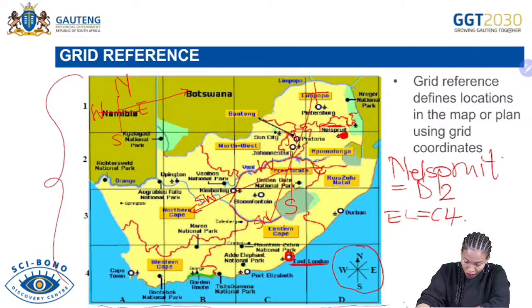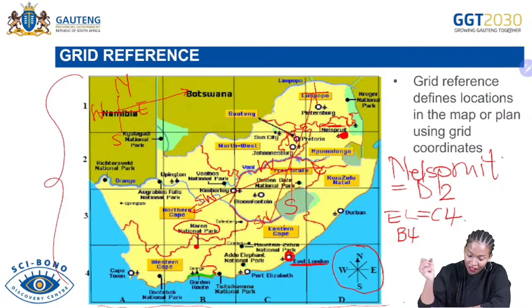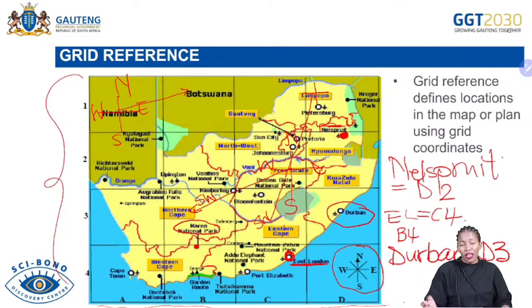And then the Karoo National Park. Where is the Karoo National Park? Here is the Karoo National Park. So what would be the grid reference of the Karoo National Park? Here is the position, guys. It would be at B4. And then if I wanted the grid reference for maybe Durban. Durban is very straightforward. It is here. So the grid reference for Durban will be D3.